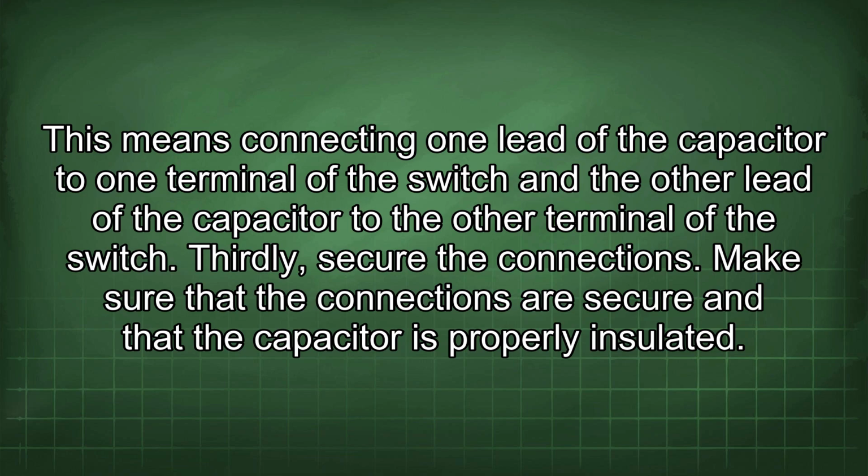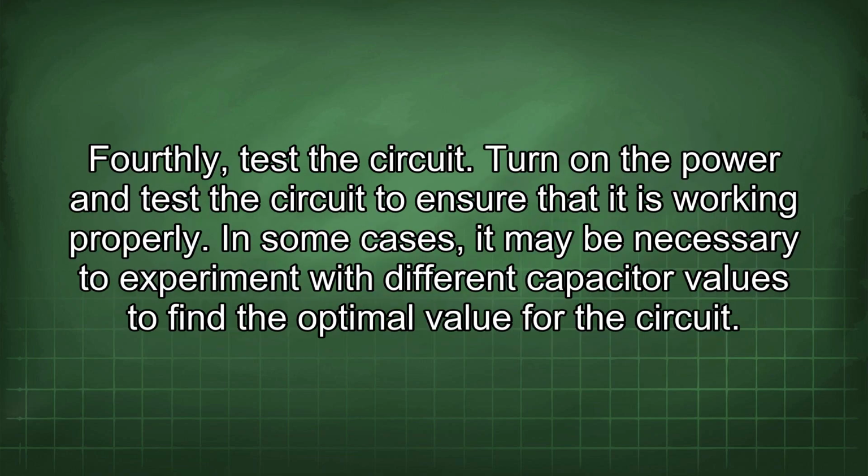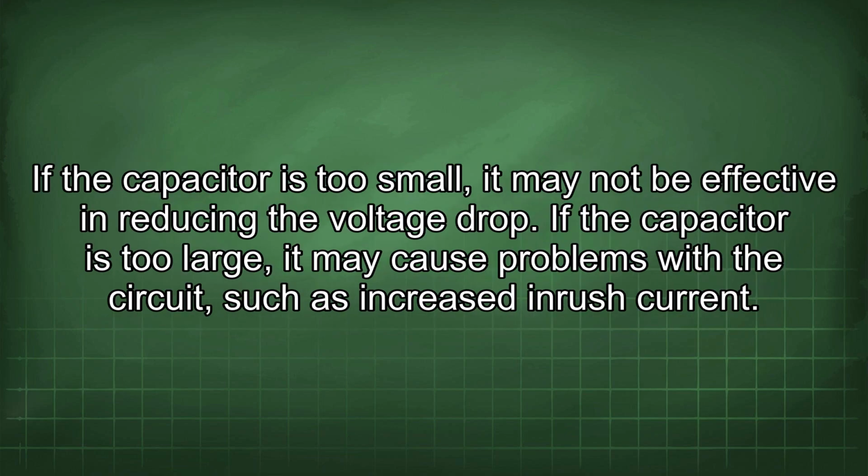Thirdly, secure the connections. Make sure that the connections are secure and that the capacitor is properly insulated. Fourthly, test the circuit. Turn on the power and test the circuit to ensure that it is working properly. In some cases, it may be necessary to experiment with different capacitor values to find the optimal value for the circuit. If the capacitor is too small, it may not be effective in reducing the voltage drop. If the capacitor is too large, it may cause problems with the circuit, such as increased inrush current.